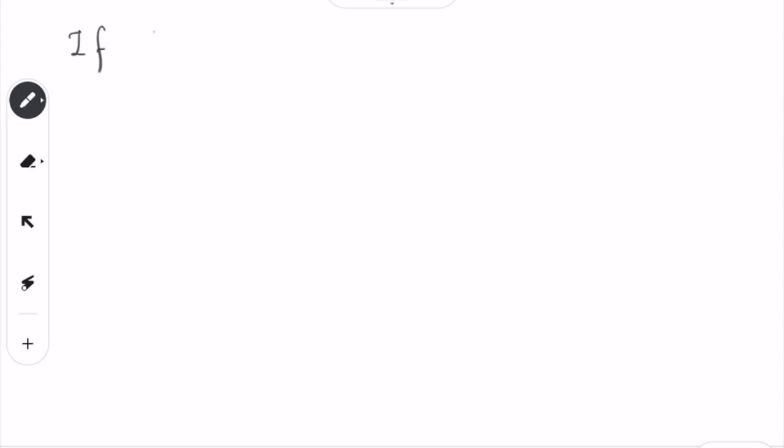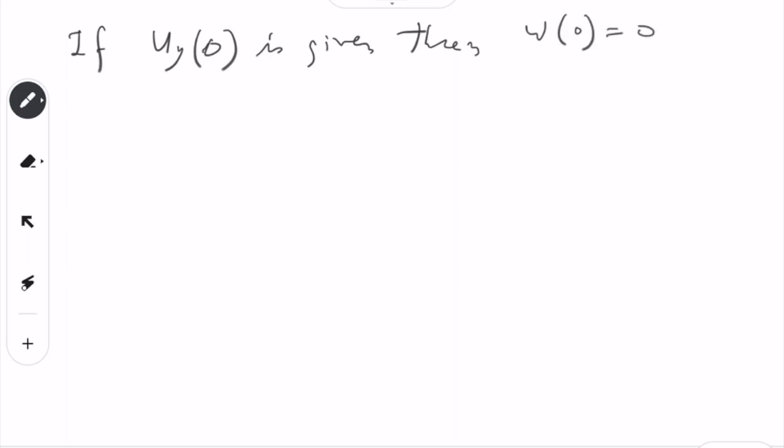So, if uy at x equal to 0 is given, then w at 0 equal to 0. If uy at L is given, then w at L equal to 0.